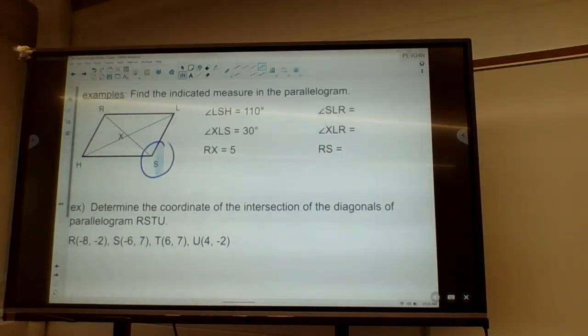All right, so this LSH is 110. XLS is 30 degrees. And RX is 5. They want us to find SLR. So SLR is this angle here. And again, using our warm-up from today, we know these together should add to 180. So that would make this 70 degrees.